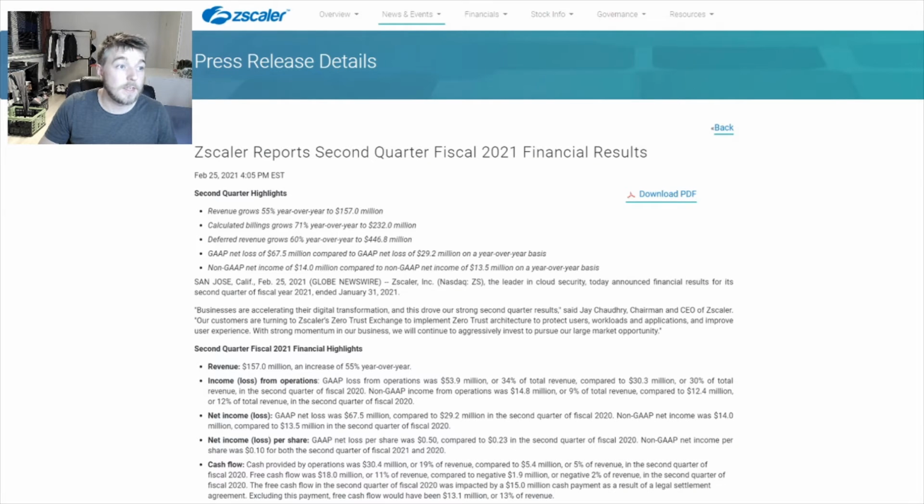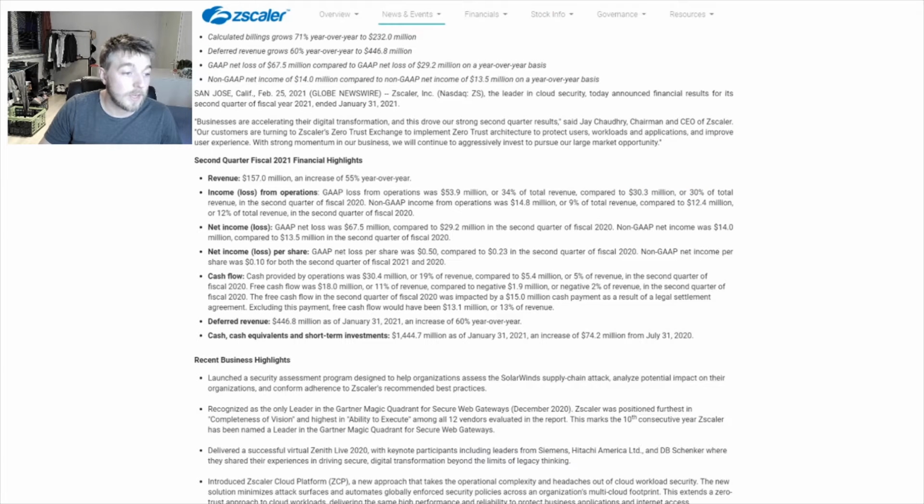Here we have Zscaler's most up-to-date revenue that I could find, which is for the second fiscal quarter of 2021. Revenue growth 55% year over year to 157 million. In terms of cash and cash equivalents, they have 1.444.7 billion as of January 31st, 2021, which is an increase of 74.2 million from July the year previous.